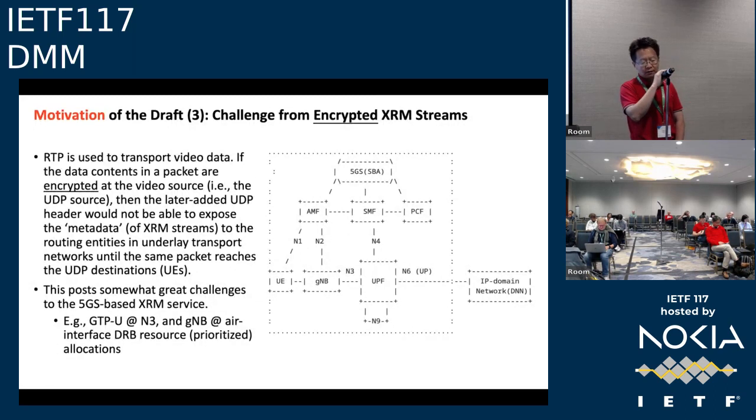If you look at the picture here, the traffic from the IP DN goes toward the UPF on the downlink side. When that reaches the UPF, the datagram is encrypted. That means all the important information needed to differentiate among packet datagrams may not be available for the UPF, because that information is used on the N3 and also used by the gNB for resource optimization. So this is a challenge for encrypted traffic.